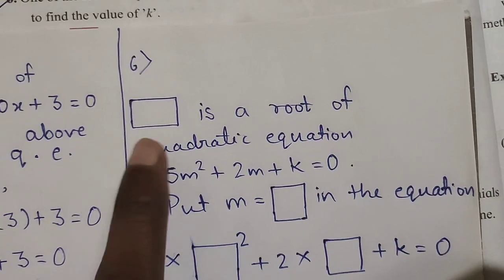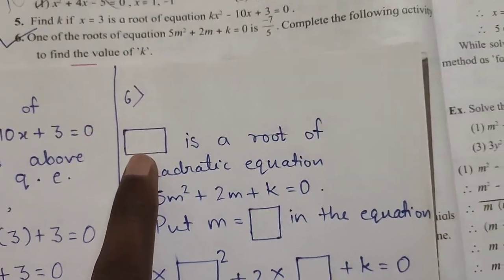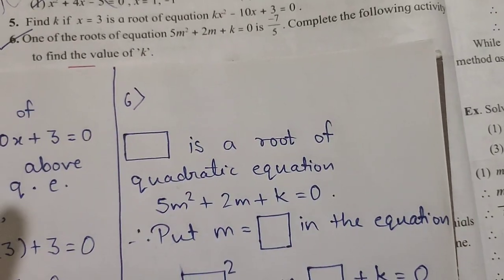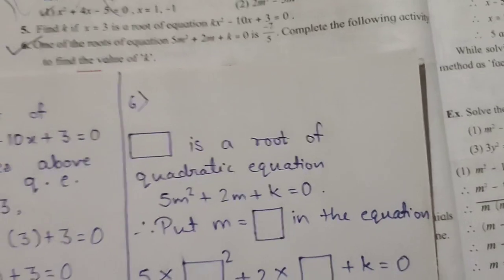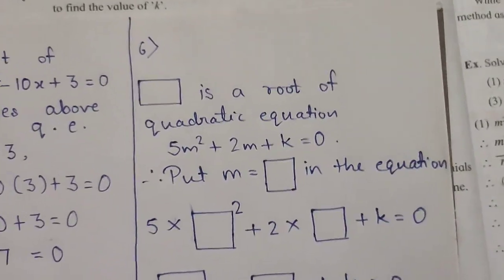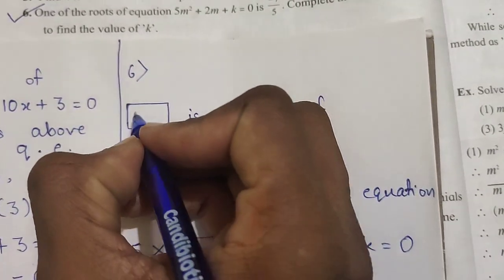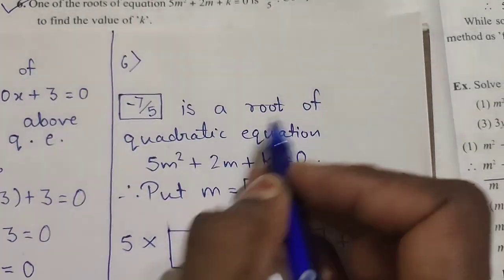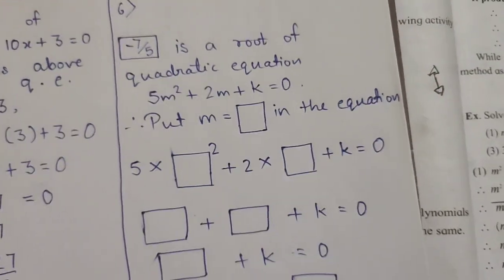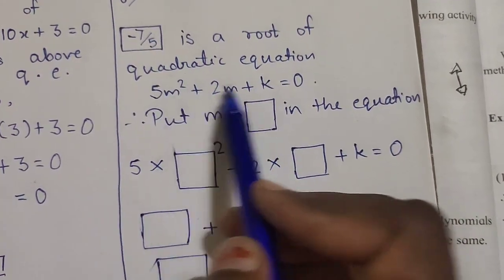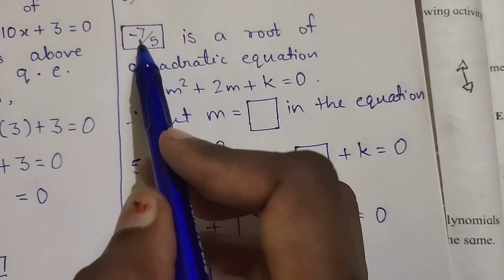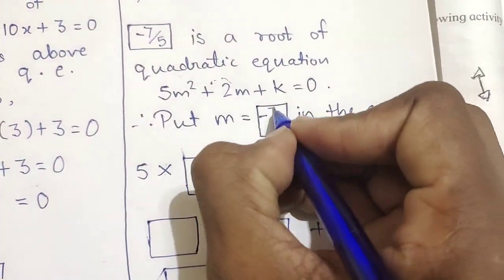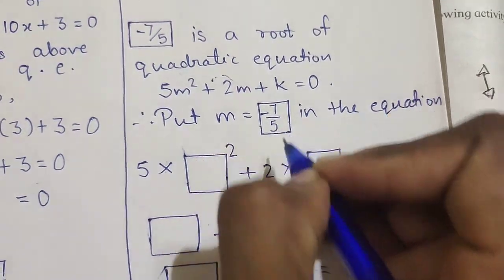See what is written in the first box. An empty box is there, then "is a root of the equation." So which one is the root? Minus 7 upon 5. So in the box we are going to write minus 7 upon 5. Okay, so minus 7 upon 5 is a root of the quadratic equation. Now since minus 7 upon 5 is the root, that means in place of m we are going to write minus 7 upon 5. So here we have to write minus 7 upon 5.